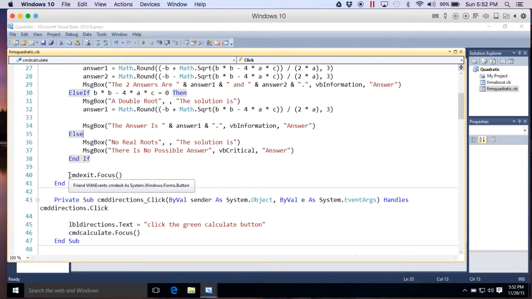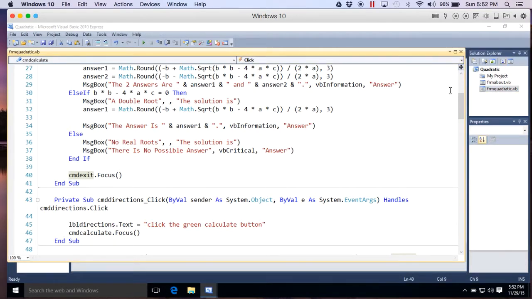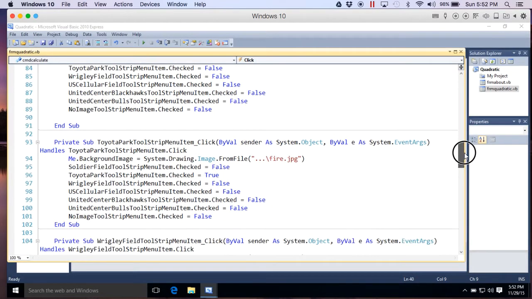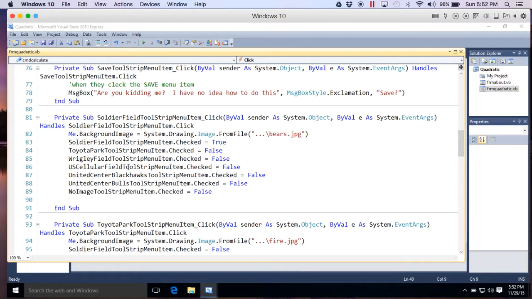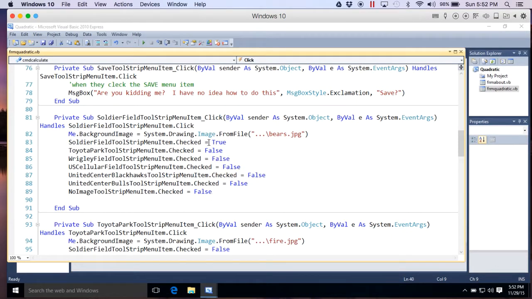And notice this line. Now I put the focus on my exit. So now I can run through this whole program and I never use the mouse. What else might you see? Well, all of my menu changes, check mark, soldier field, true. The other one's checked false.